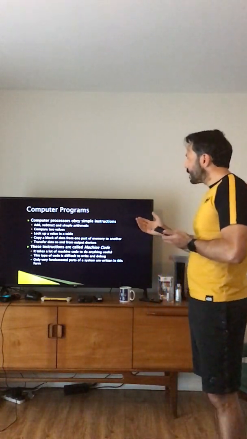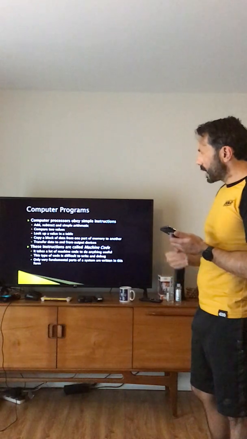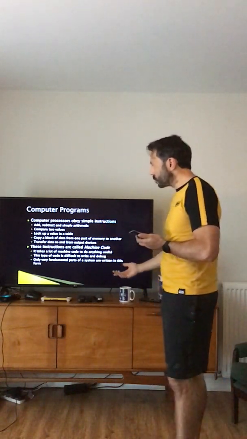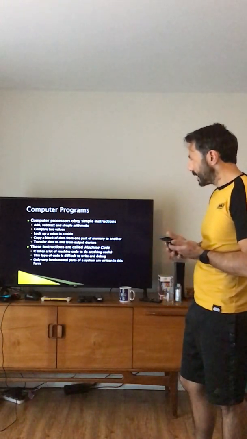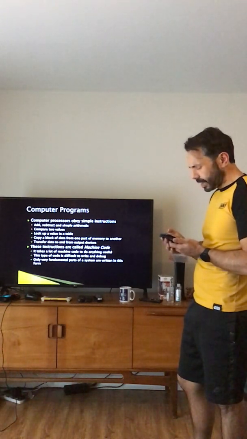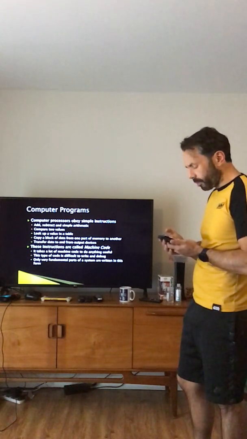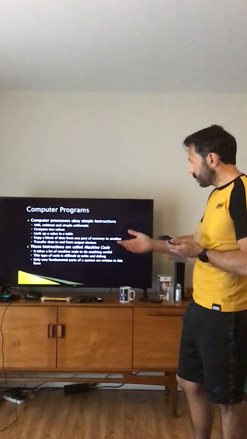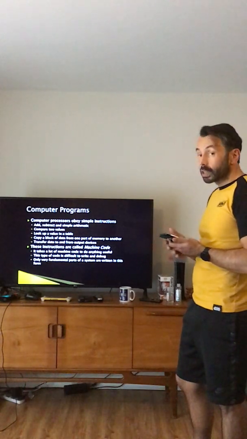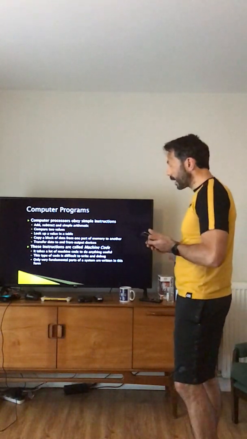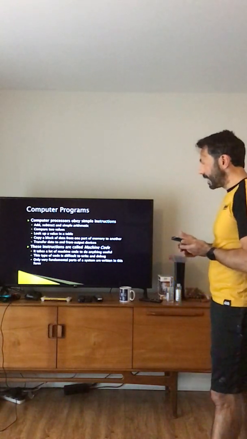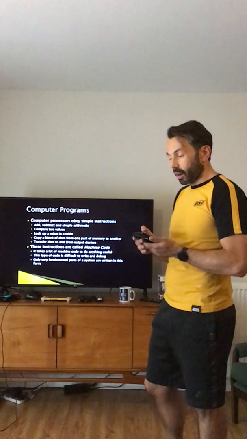Computer programs: processors obey simple instructions. They add, subtract, and do simple arithmetic. They compare values, look up values in a table, and copy a block of data from one part of memory to another. These instructions are called machine code. So it's very, very basic constructs that these things all come from. And they also transfer data to and from output devices. It takes a lot of machine code to do anything particularly useful, and this type of code is difficult to write and debug. Only very fundamental parts of a system are done in this way.